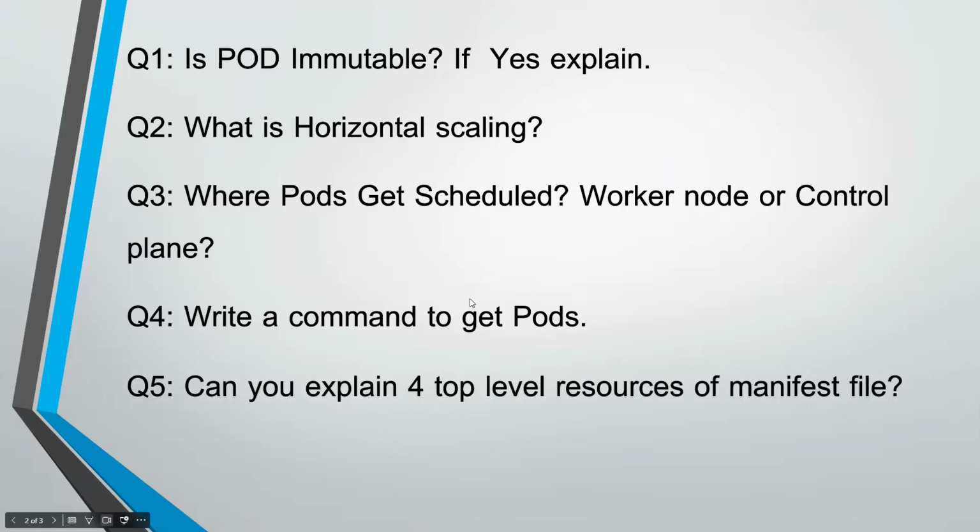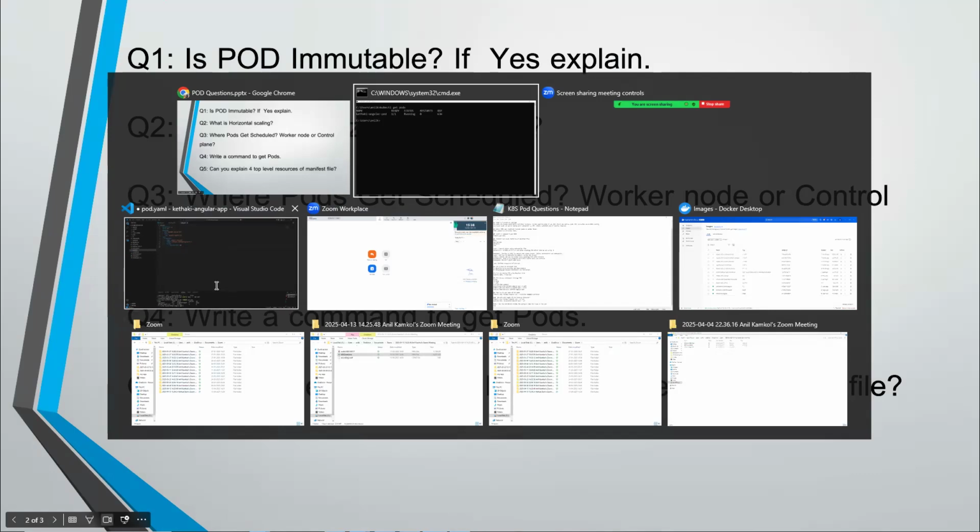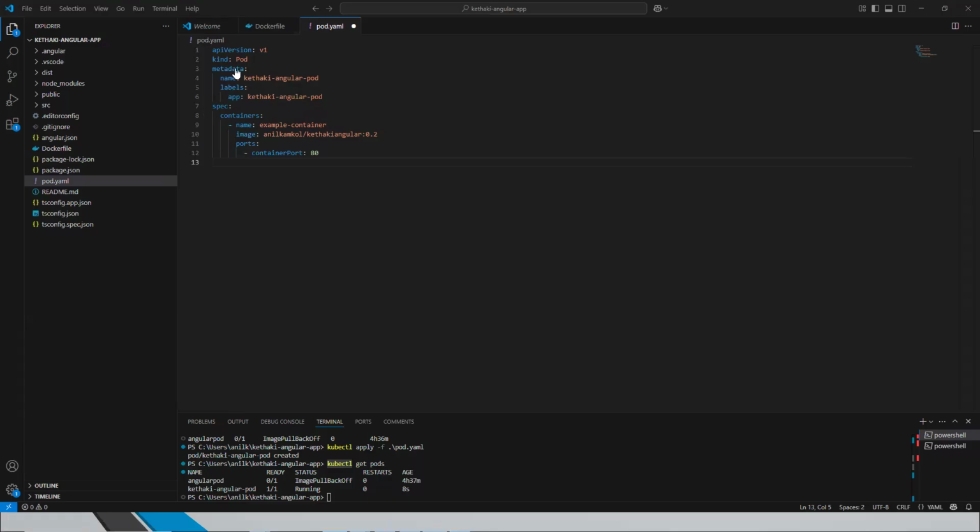The next question, can you explain the 4 top level resources of the manifest file? So what is the manifest file? The manifest file is what we use to deploy our pod to the Kubernetes cluster. There are 4 main resources: apiVersion is one resource, kind is one resource, metadata is one resource, and spec is one resource.